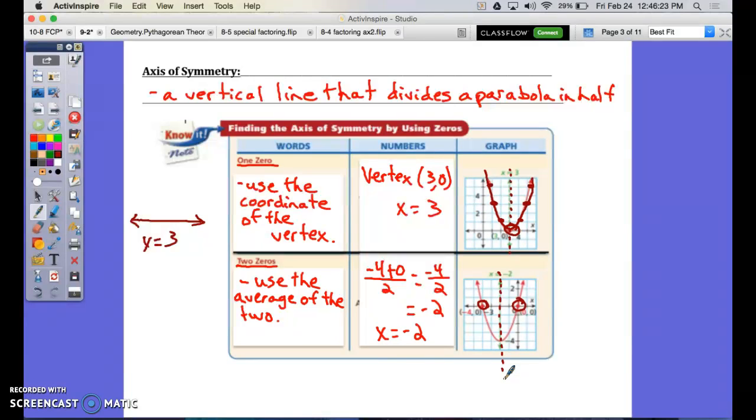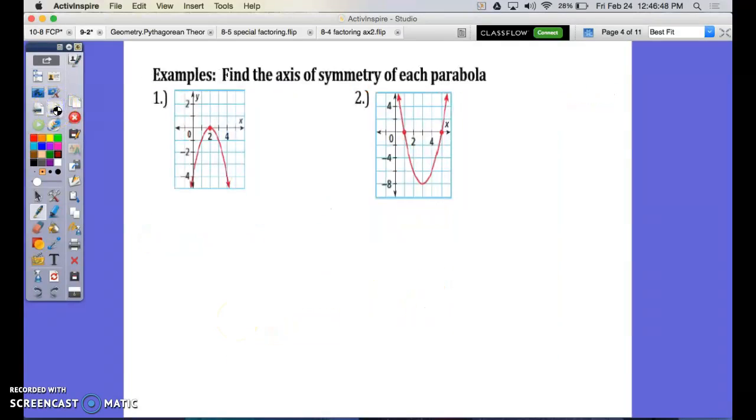Now, you could actually do that with any two points that are symmetrical to each other. For example, this point right here and this point right here, if you notice, the average is split right down the middle. Same exact concept. But the zeros of the function are usually the ones that are a little easier to see. So that's how you find the axis of symmetry, by using either the coordinate of the vertex or the average of the two to find the coordinate of that vertex.